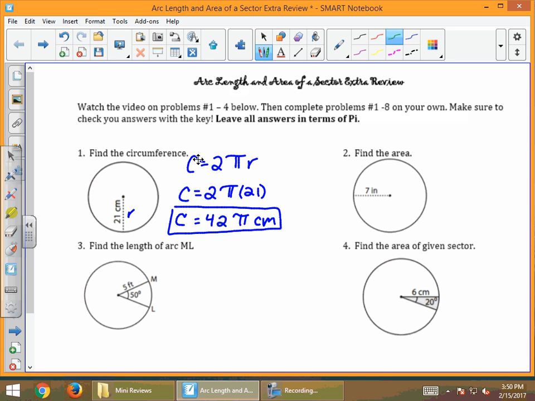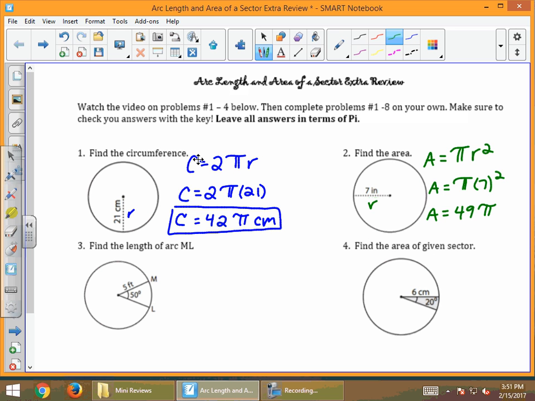And 2, we're going to find the area of a circle, another formula that you will be given. And the area of a circle is pi times the radius squared. Then look at your circle. In this case, the radius is 7. So pi times 7 squared. Again, leaving in terms of pi is really nice. You just have to square 7. 7 squared is 49.